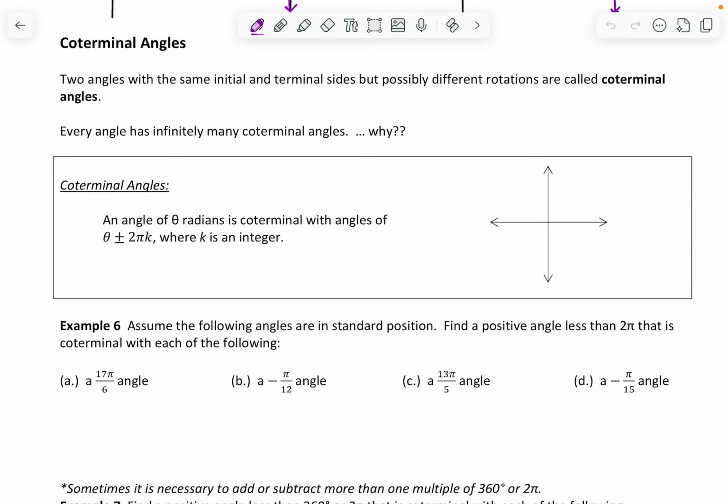Look at coterminal angles today. This is the rest of section 4.2. And what coterminal angles are is two angles that have the same initial and terminal sides, but possibly different rotations. These are going to be coterminal angles.